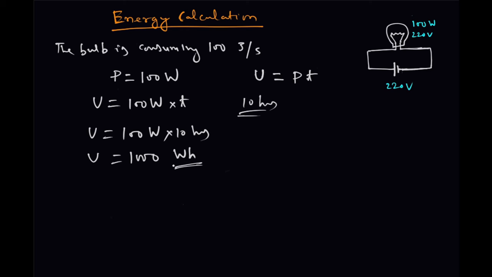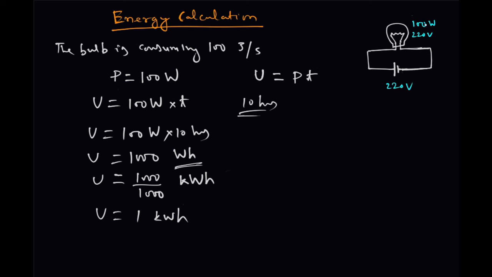Now if we divide this by 1000, it will become kilowatt hour. So U is equal to 1000 divided by 1000 kilowatt hour. So this is the energy consumption in kilowatt hour. So U is equal to 1 kilowatt hour. You can see that this number has become smaller and it is easier to handle, and this calculation is also simple.